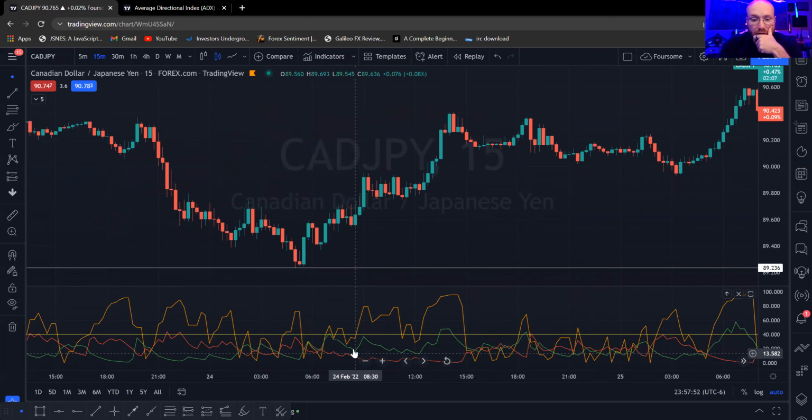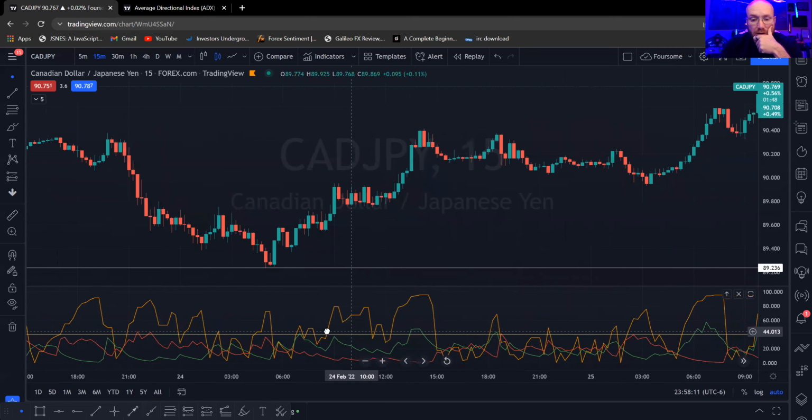Here, green is above the red, so it's a buy. The ADX has moved through the key level, and if we look straight up, you see it's a buy, buy, buy. Watch the ADX. It's a buy, buy, buy. The ADX goes flat and starts to come back down. We get out of the trade.